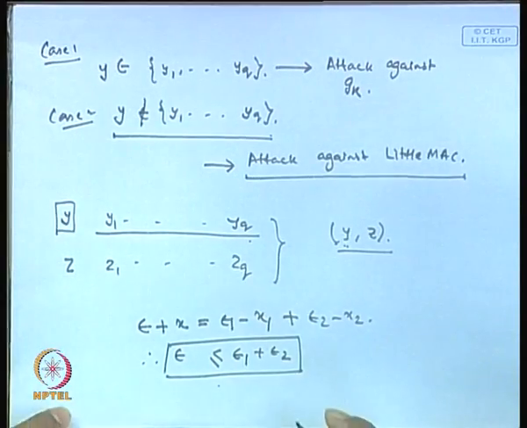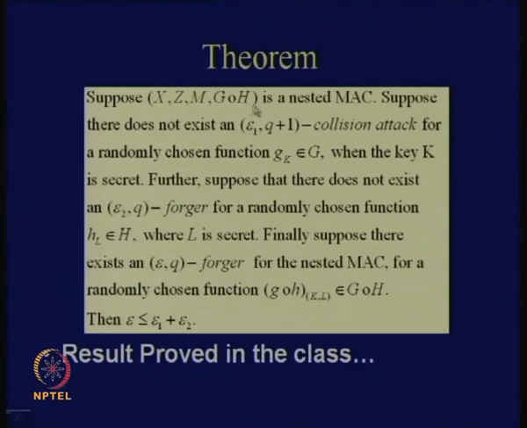So do you follow the idea behind the proof? Now this is stated in terms of a theorem. It says that suppose g composed with h is a nested MAC, and suppose that there does not exist an epsilon 1, q plus 1 collision attack for a randomly chosen function g_k.